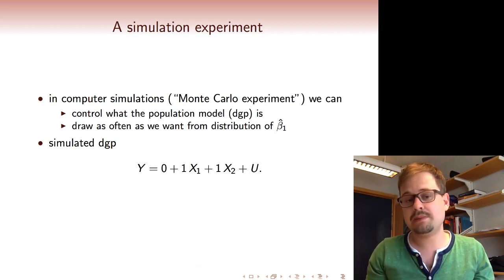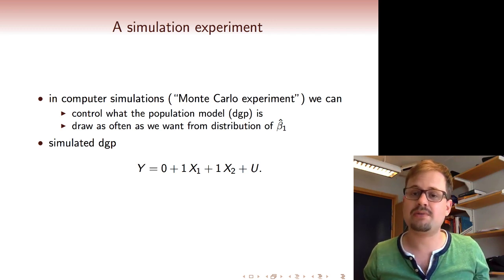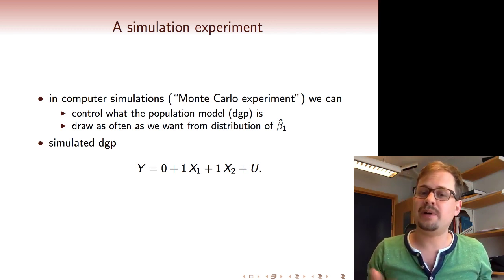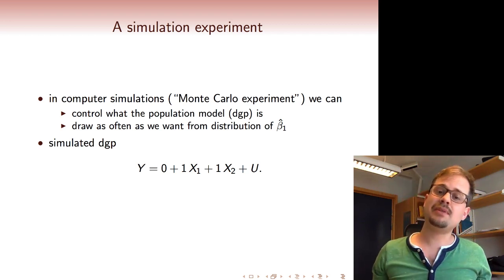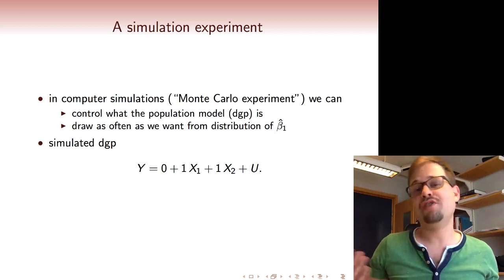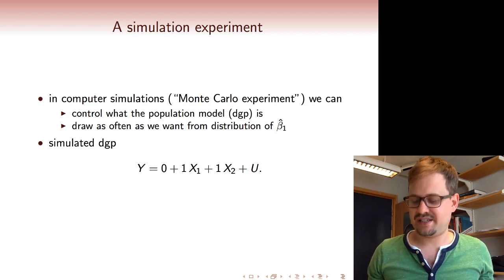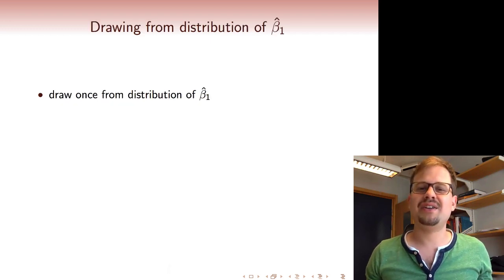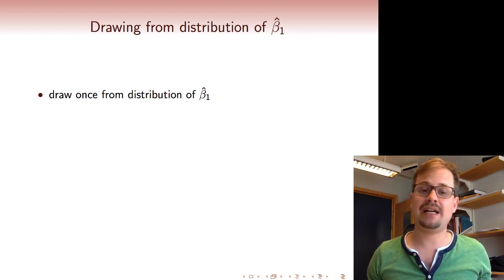For the simulation experiment that I want to show you here, I have simulated a very simple linear regression model, where y is given by an intercept of 0, plus 1 times x1, plus 1 times x2. So both slope coefficients are 1, and obviously we also have an unobserved component. So how do we use this Monte Carlo experiment to learn about the distribution of Beta 1 hat?